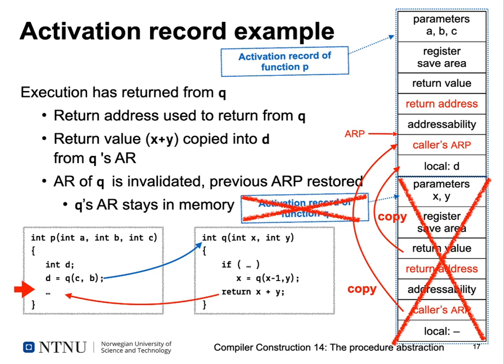It simply stays in memory because we have an indication by setting this ARP back up here that everything below here is invalid. So essentially we save overhead for deleting this activation record here by just ignoring it when we return from our function Q.